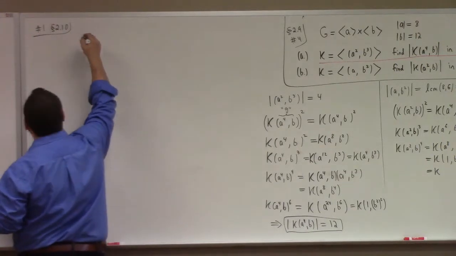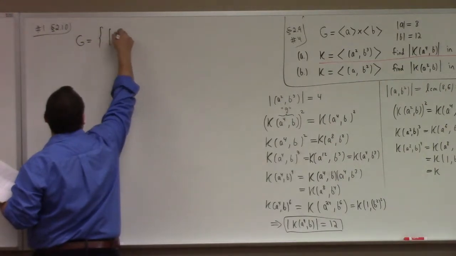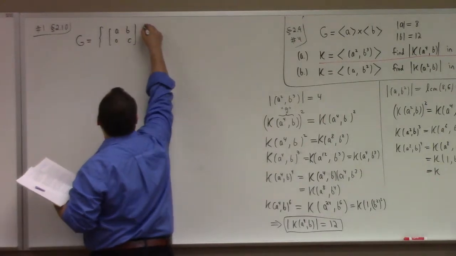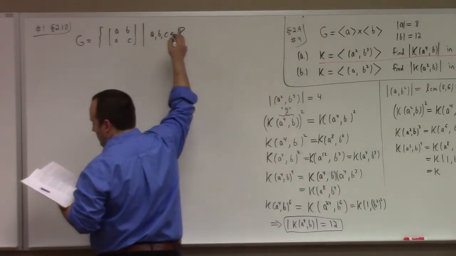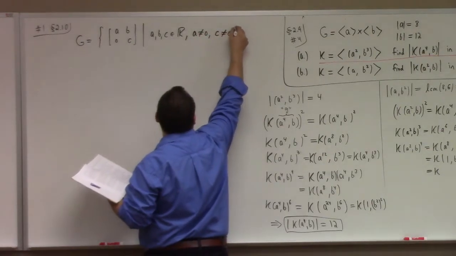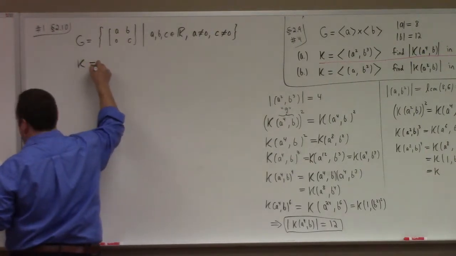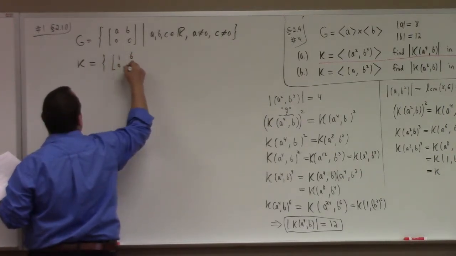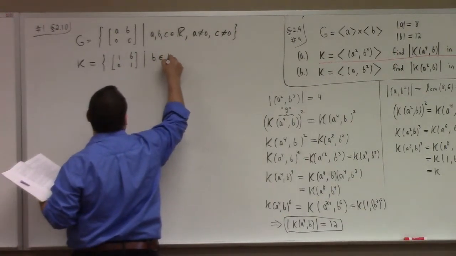All right, what do we got? We've got G is 2 by 2 matrices of the form A, B, 0, C. What are the terms and conditions here? A, B, C real numbers. Oh, A and C both non-zero. And we're going to let K equal matrices of the form 1, B, 0, 1. And I'm guessing that B is just a real number.